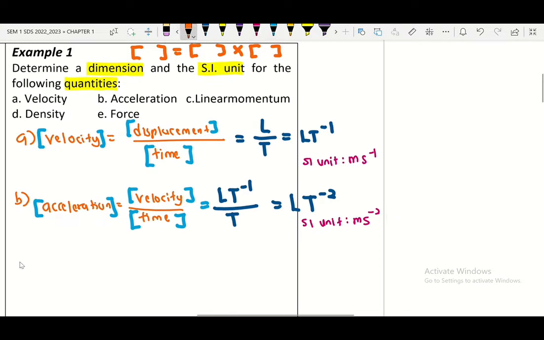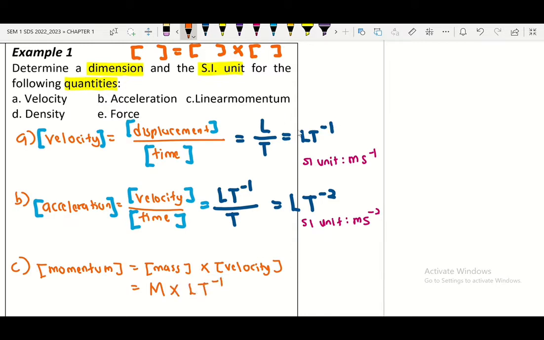Okay, let's look at the third one, which is momentum. Okay, apa formula untuk momentum? Okay, Miss dah buat bracket siap-siap. Momentum adalah mass darab dengan velocity. So, what is the dimension for mass? Dimension untuk mass adalah M, capital M. Dan dimension untuk velocity adalah Lt negative 1. Kita dah tahu dah, velocity adalah Lt negative 1. Therefore, you akan dapat mLt negative 1. And the SI unit will be, for mass adalah kg, length adalah meter, t adalah second. So, kg meter per second.